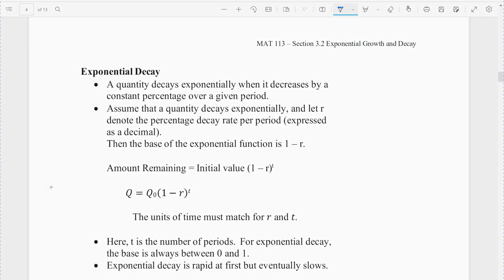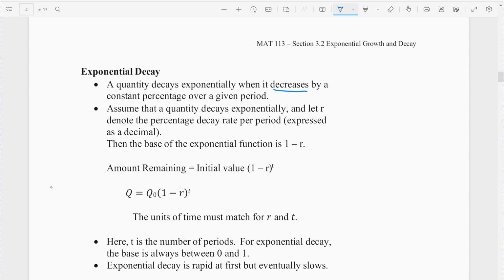So now, exponential decay. Exponential decay is very similar to exponential growth. The difference is we're losing the same percentage over a given time period. A quantity decays exponentially when it decreases by a constant percentage over time. The difference here is you're losing value. You're decreasing. Your money is losing. Your quantity is losing amount.